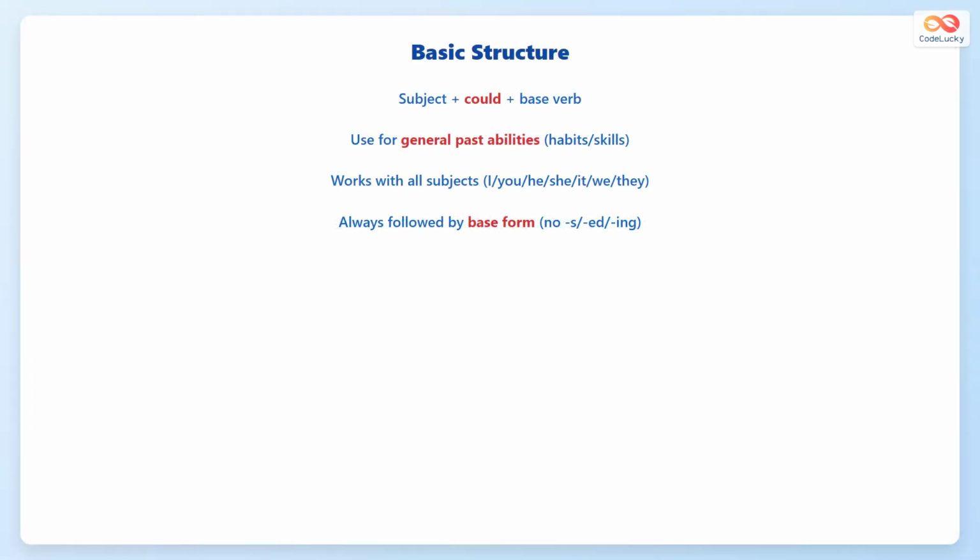The structure is simple. Subject plus could plus base verb. Like I could run, use it for general past abilities and habits. It works with all subjects: I, you, he, she, it, we, they. Always follow could with base verb form. Never add s, ed, or ing endings.